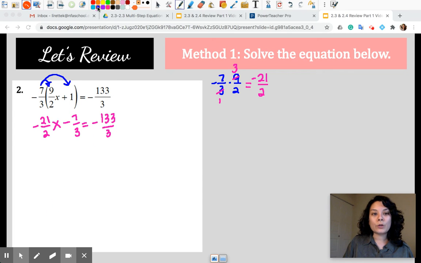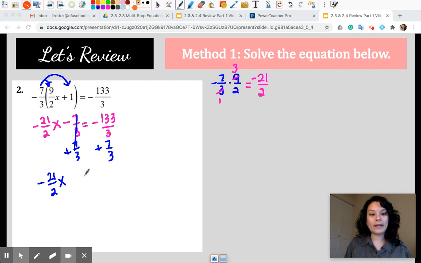Okay. So at this point, it's looking like a 2-step. So I'm going to undo the addition subtraction step first, and then undo whatever's touching the variable. Well, the opposite of subtracting 7/3 is to add it. So I'm going to add 7/3 to both sides. I'm left with -21/2 x equals, my signs are different here, so I have to actually subtract, and when I do that, I get a -126 divided by 3.